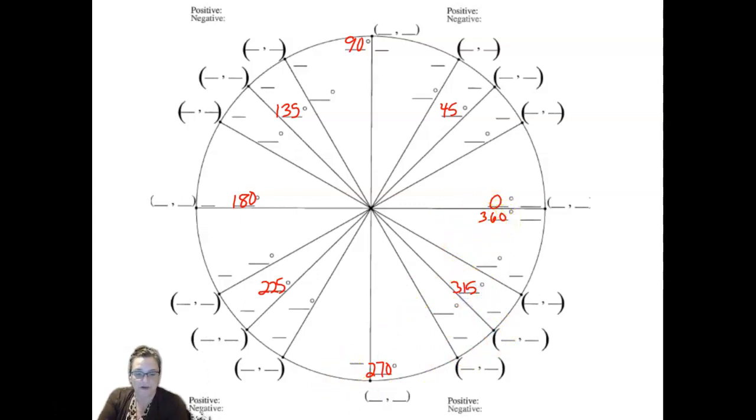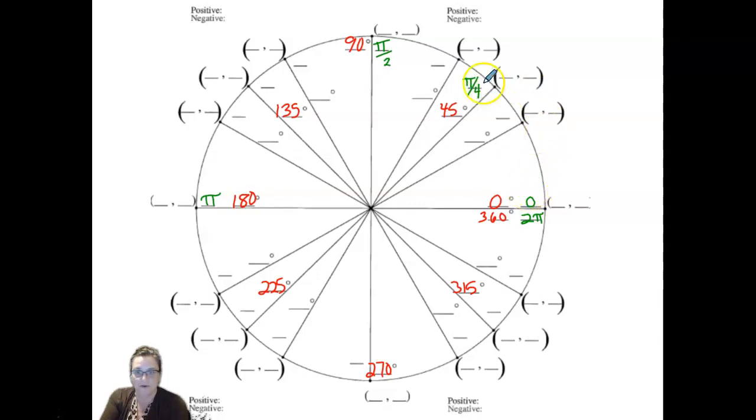Okay, next we're going to go around the circle in radians, starting with 0 radians. 1 full revolution around the circle is 2 pi radians. Half of that is pi radians. Half of that is pi over 2 radians. And half of that is pi over 4 radians.